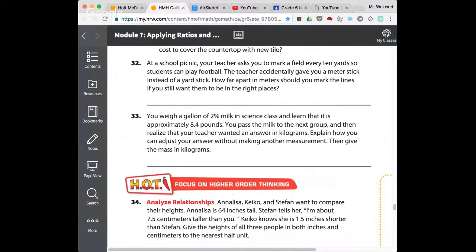Pass the milk to the next group, and you realize that your teacher wanted an answer in kilograms. So explain how you could adjust your answer without making another measurement. You don't get the scale back, and you want to know how much it weighs in kilograms. Explain how you would adjust it, then give the mass, okay? So they first want us to explain. How would we figure out how much this milk weighs in kilograms if we don't have a scale anymore?